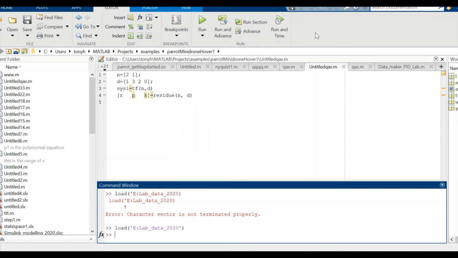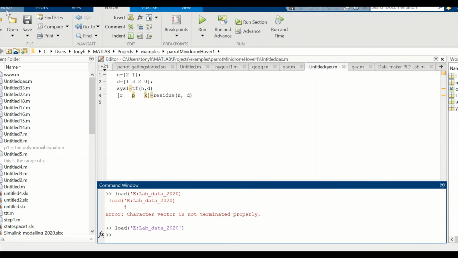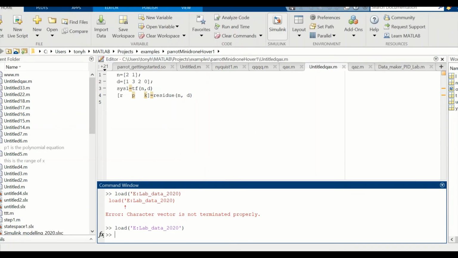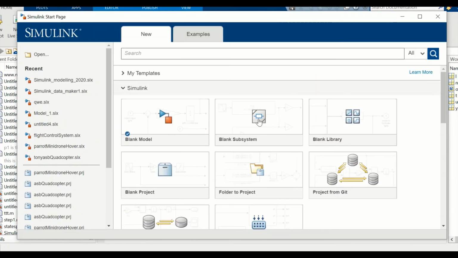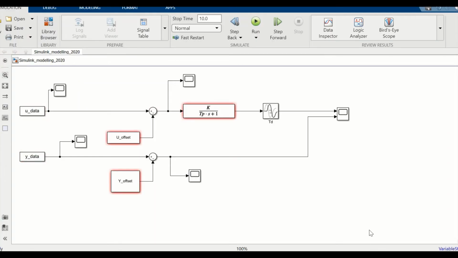So once you've got that going, we can then load in our Simulink. So we go onto Simulink here, double click on Simulink, and then Simulink will start up. I've actually loaded this program in before, so you then load in this Simulink Modeling 2020. So load in that program, and here we have the program now. So this is the one. So Y data and U data now is in.